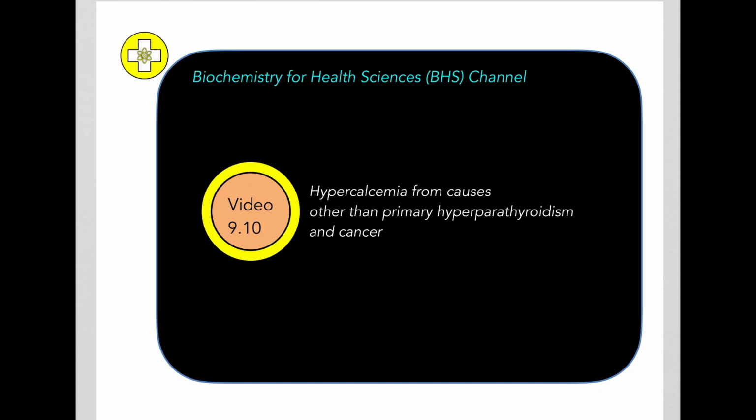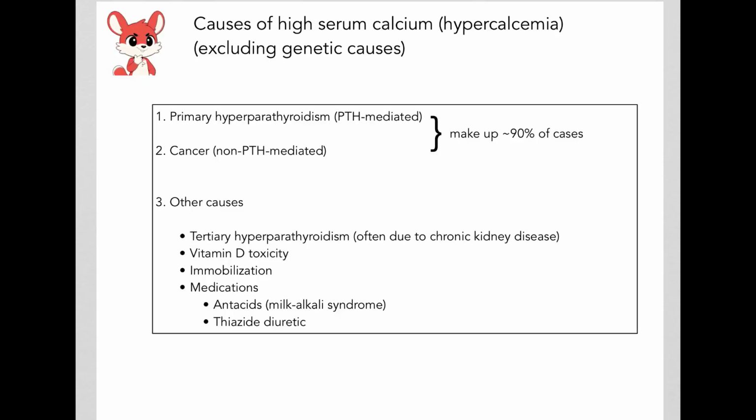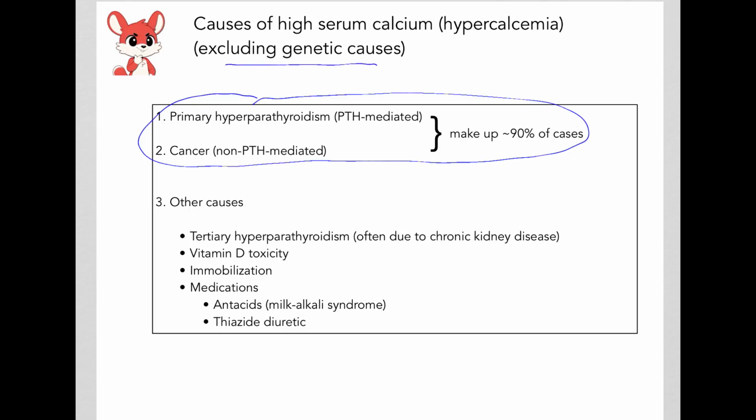In today's video, we shall discuss hypercalcemia from causes other than primary hyperparathyroidism and cancer. In the last video, we discussed the two major causes of hypercalcemia. We are talking about non-genetic causes. So these two include primary hyperparathyroidism, which is mediated by parathyroid hormone, and cancer, which is non-PTH mediated. In today's video, we shall look at some of the other causes of hypercalcemia.